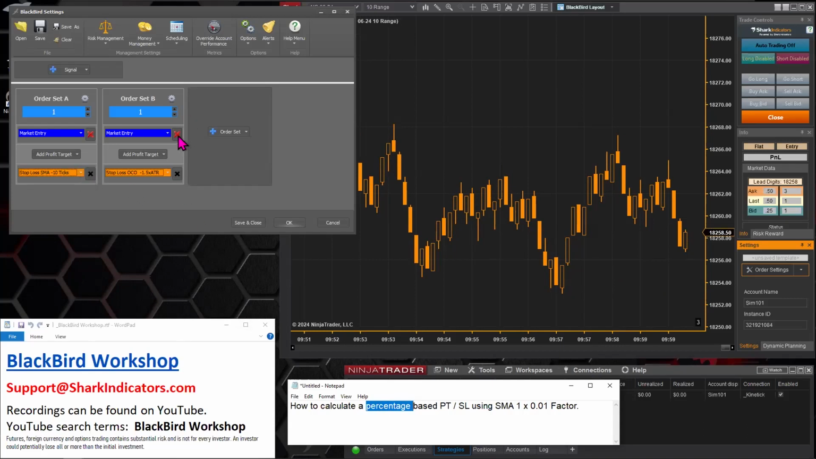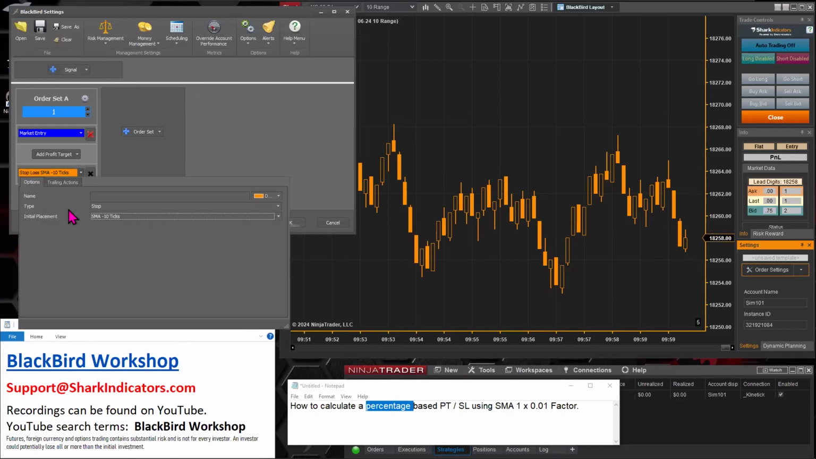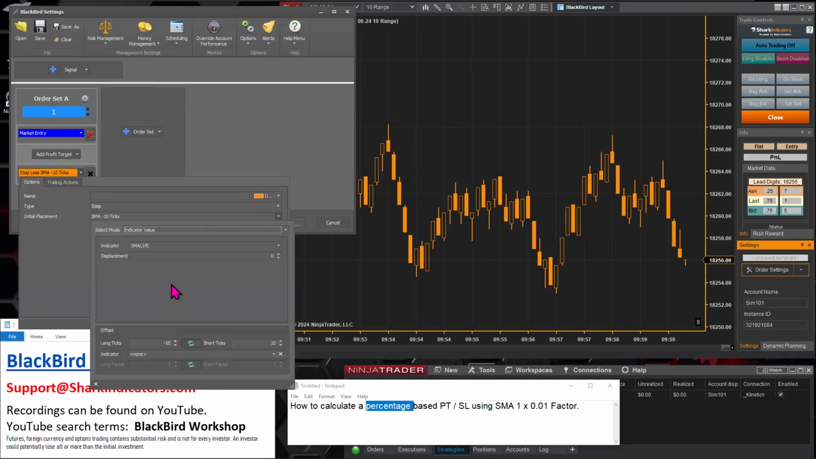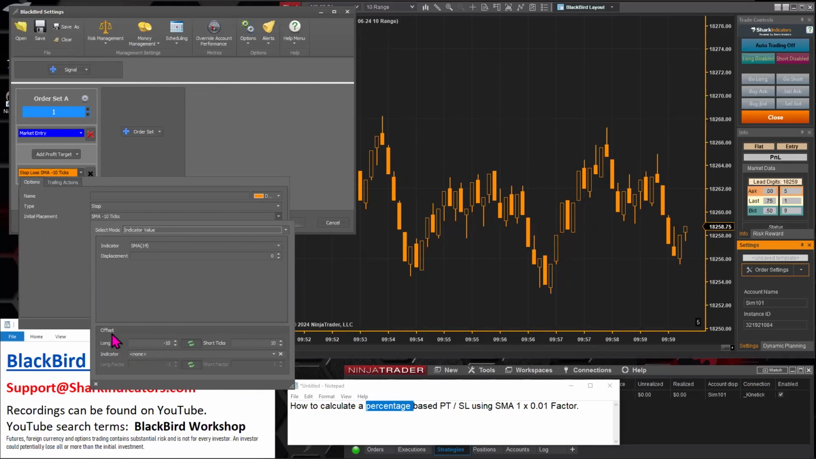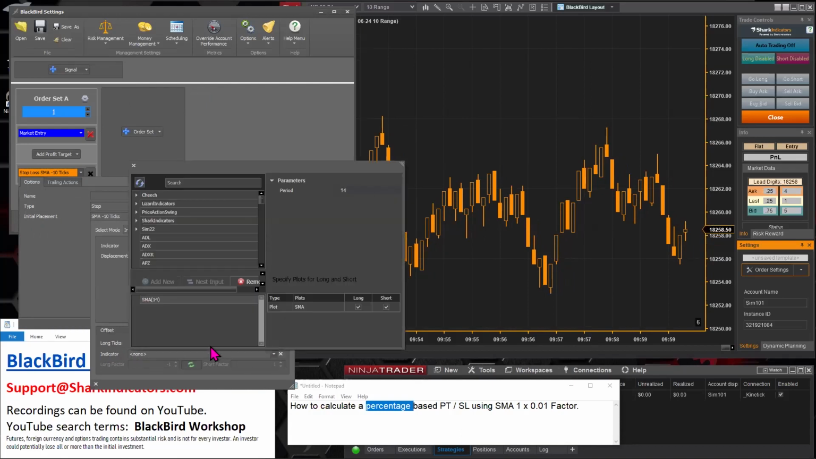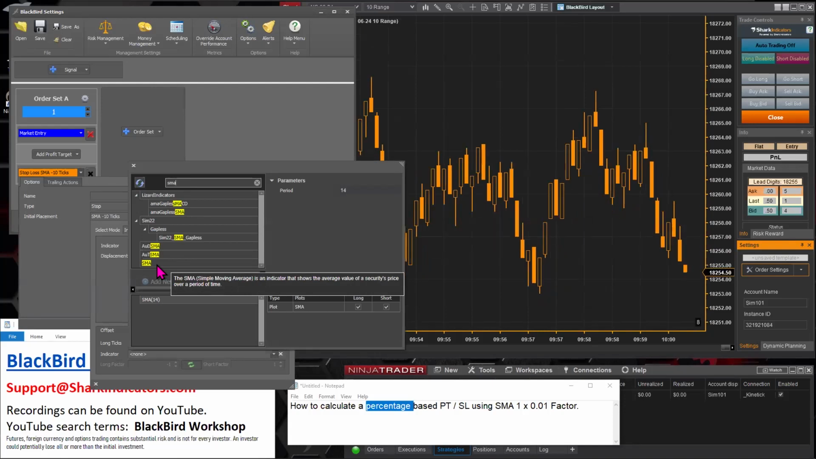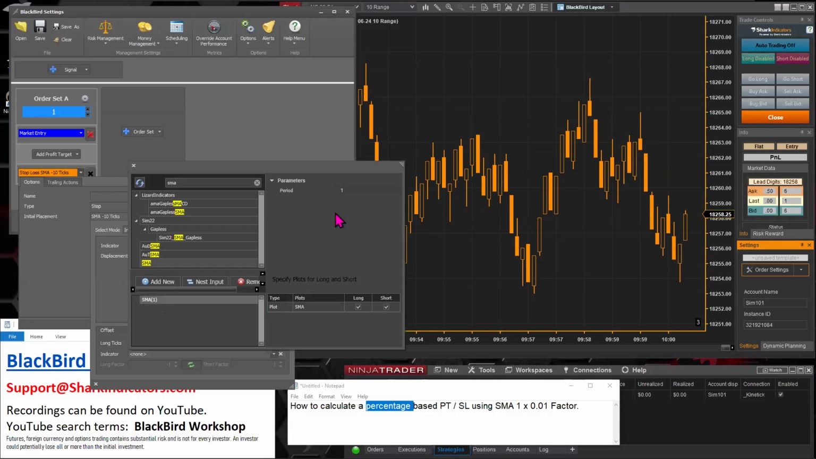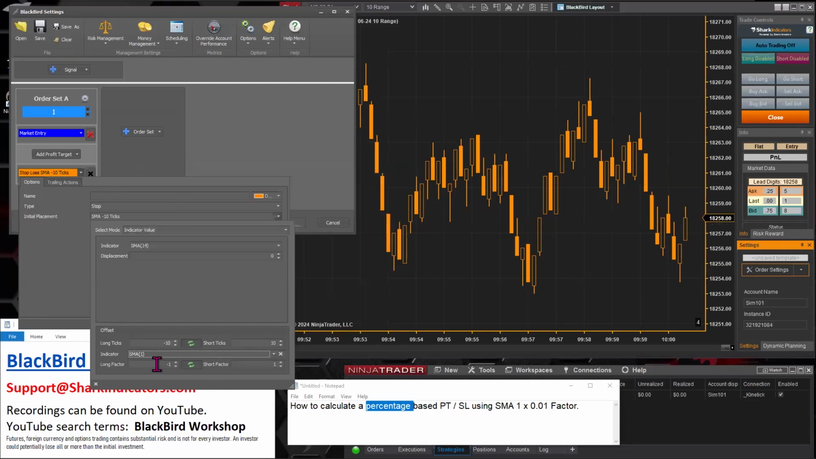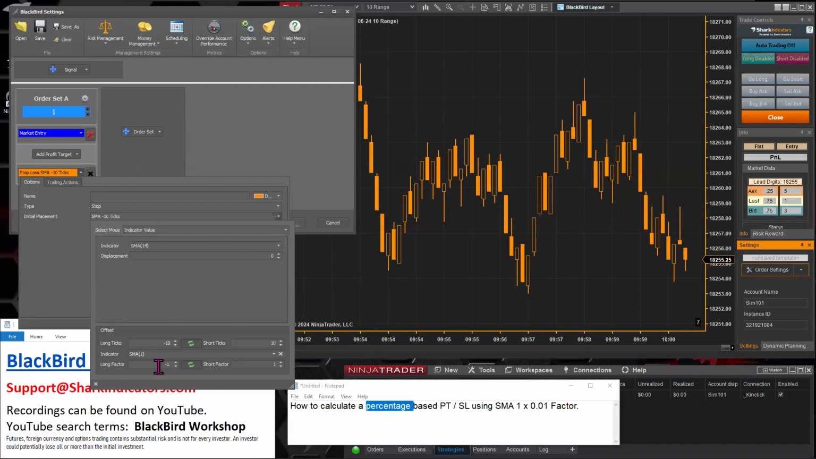All right, so let's get rid of that and open up the initial placement again. In the offset, we'll open up the indicator list and search for the SMA. Of course, the EMA would do the same. I think any moving average with a period of 1 will just feed back the closing price, but most people find it more obvious to use the SMA. So there we go, an SMA with a period of 1. And then the factor, which is just a multiplier.